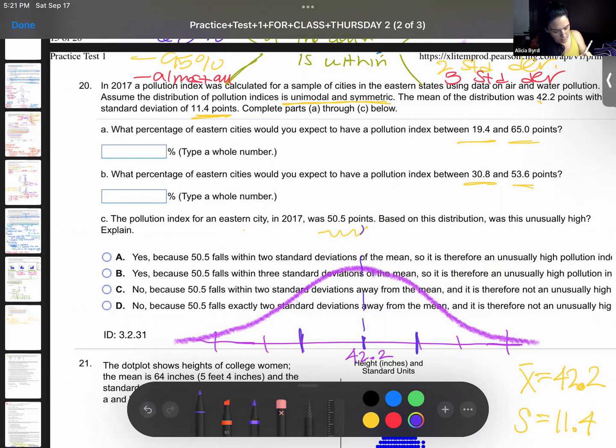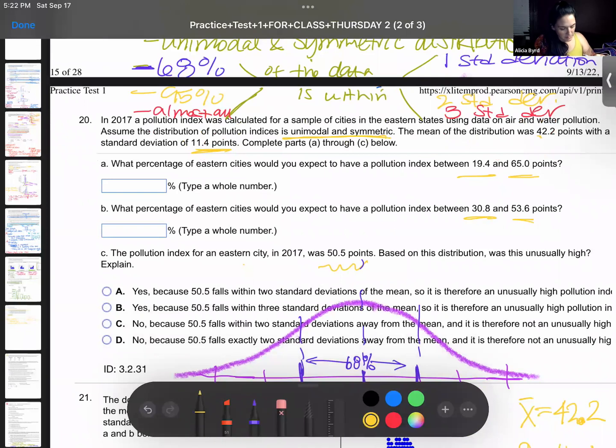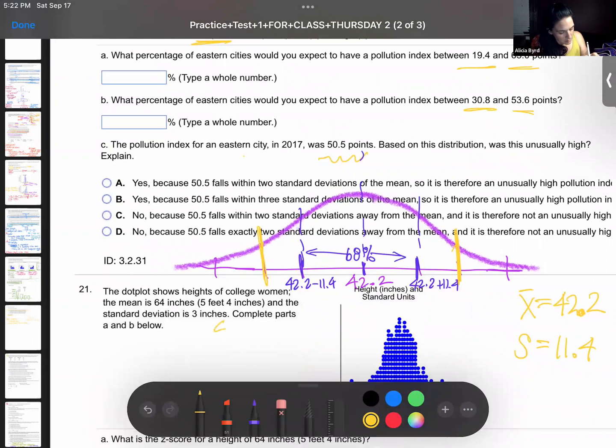So if I go here and here, if I take 42.2 and subtract 11.4, and take 42.2 and add 11.4, we'll do that in a minute, then that's going to give me the area under this curve that is 68% of my data, according to the empirical rule. Next we have 95% within two standard deviations. So that's going to be way out here. For that one, you would do 42.2 minus 2 times 11.4, and for this, 42.2 plus 2 times 11.4.